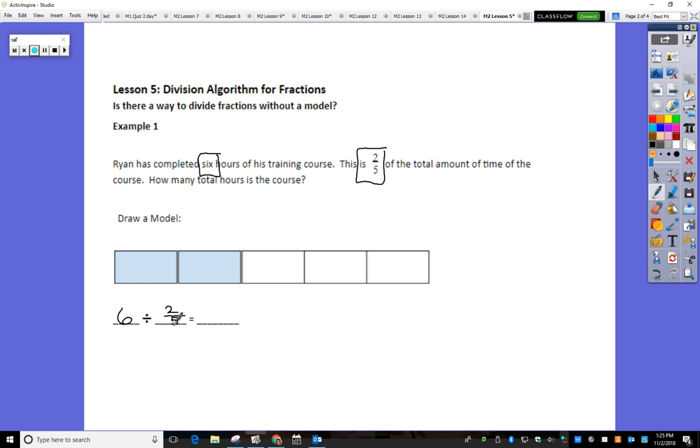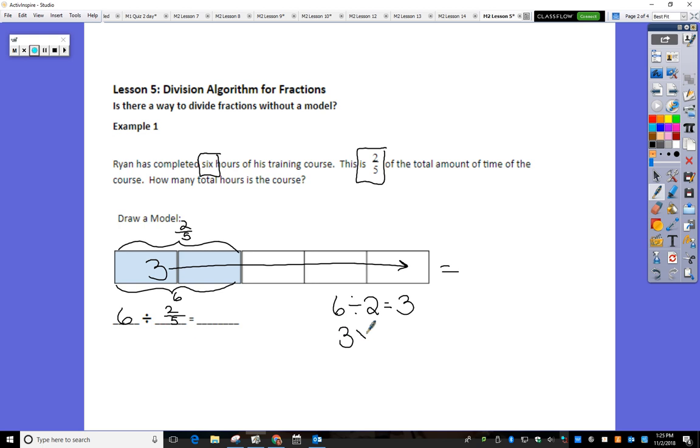With our model, notice it's already kind of started for us. We would draw the 2/5 and show that that 2/5 is also 6. Okay, so this means that the 6 is being split up over 2 sections. So 6 divided by 2 is 3, meaning 3 in each of those sections to get the total of the whole bar, or 3 times 5 equals 15. So 15 would be the total hours of the course.